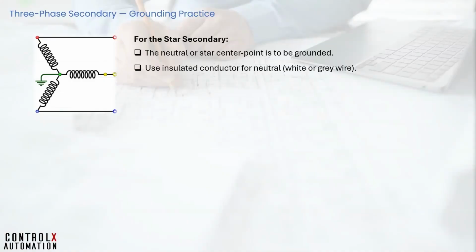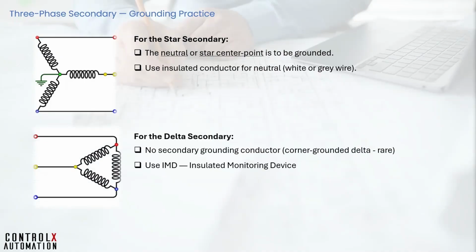For grounding, the neutral, which is the star center point, is to be bonded to the equipment grounding conductor. Grounding the secondary neutral ensures that the output voltage is not floating, as we discussed earlier. The neutral conductor is an insulated conductor which could either be white or gray, and never use bare neutral inside a panel enclosure. For the delta secondary, there is no neutral, so no secondary grounding is available unless one phase is grounded. This configuration is called corner grounded delta and is rare and not recommended for new installations.